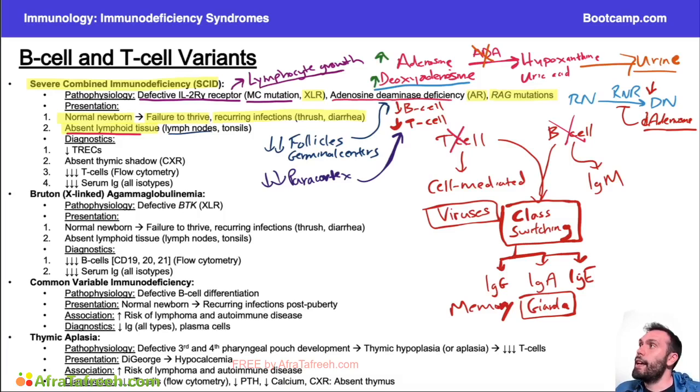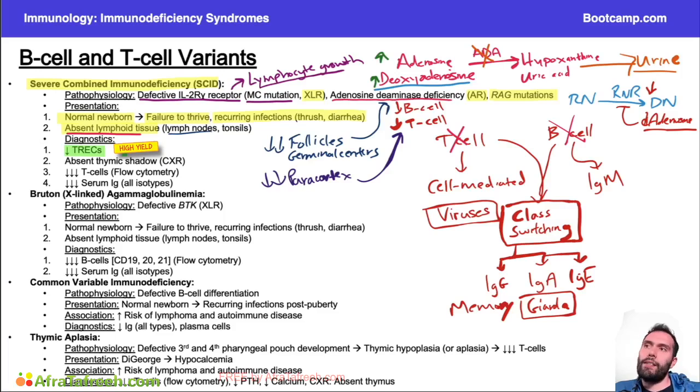In terms of the diagnostics here, the big one to remember is the TRECs. TREC stands for T cell receptor excision circles, and I'm not going to go into all of the detail. This is something I would just remember specifically for severe combined immunodeficiency: you can test for it using TRECs, and this is frequently done in newborn screening. They assess for SCID by measuring these T cell receptor excision circles, and they're going to tend to be very low.